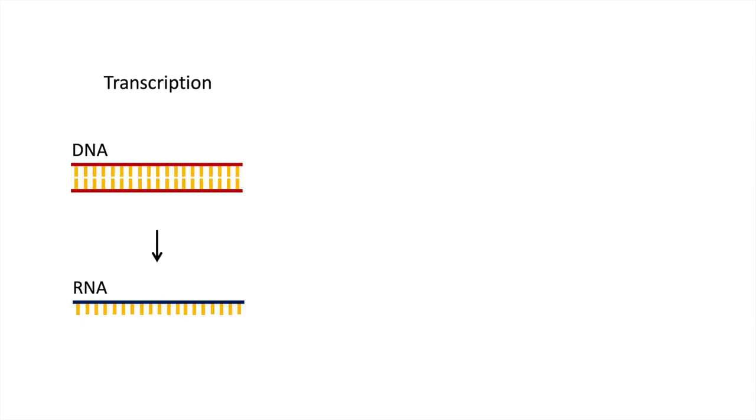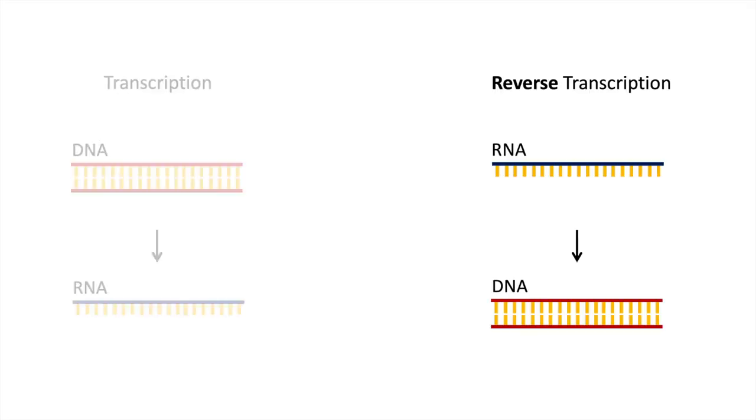In the normal transcription procedure, DNA serves as a template and RNA is transcribed out of DNA. However, in reverse transcription, it is the opposite. We have an RNA template here, and with reverse transcriptase as an enzyme, we can generate DNA out of RNA. And how this is done, I will show you now in detail.